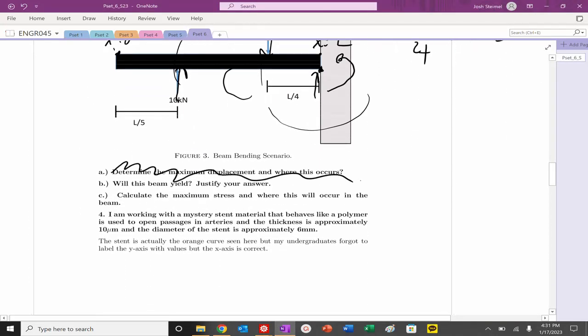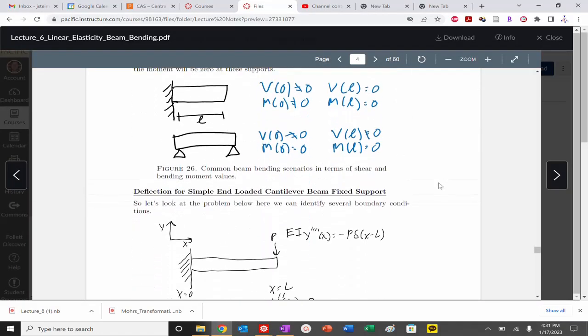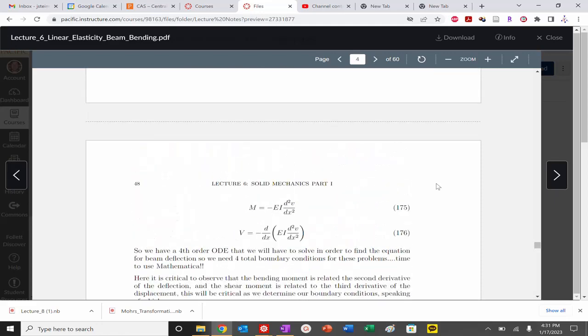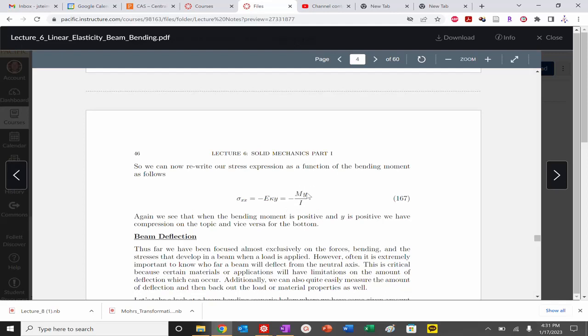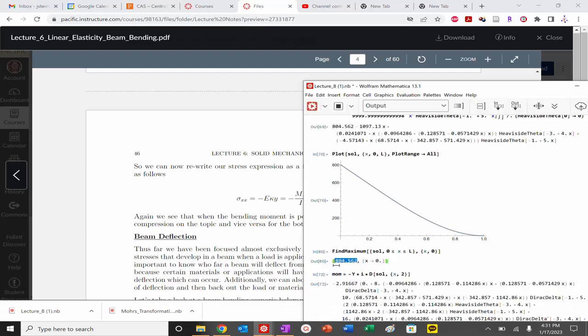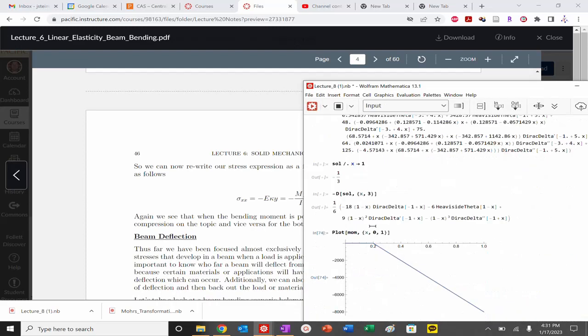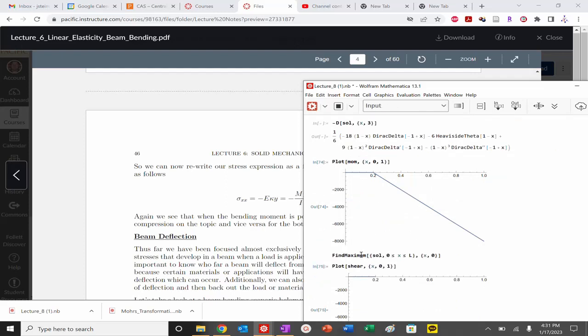So we've got this. Will the beam yield? Well, to see if it's going to yield, we need to figure out our maximum stress value. We know that from previously, and we actually calculated it in our notes for stress. Our maximum stress will be the maximum of our moment times y, which is half our thickness, over I. So let's go ahead and find it. If we look at our moment, we see that the moment is maximized at L. So let's find the minimum of our moment, and let's start at x at L. And we get this.